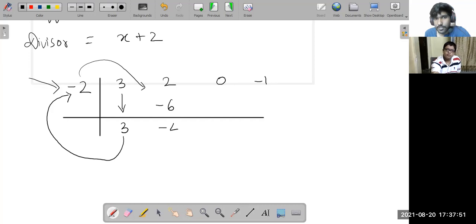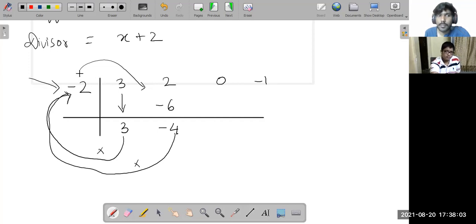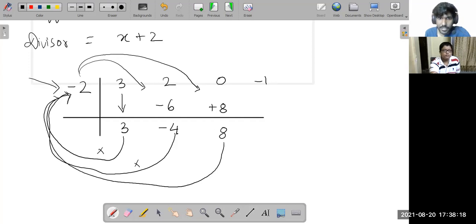-4. Now again you repeat the same procedure, multiply -4 with -2. How much is -4 into -2? Plus 8. So plus 8 you write it here. Now 0 plus 8? 8 itself.